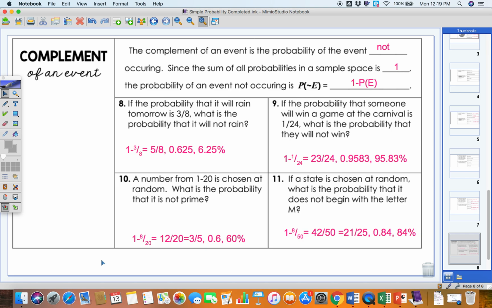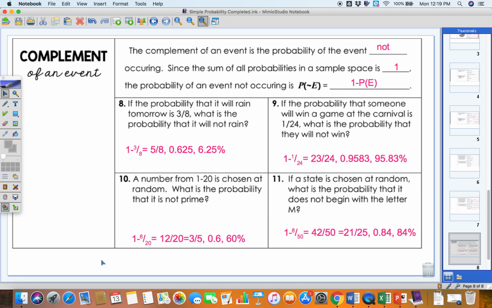Number 10, a number at random from 1 to 20 is chosen. What is the probability that it is not prime? There are 8 prime numbers from 1 to 20: 2, 3, 5, 7, 11, 13, 17, and 19. 1 is neither prime nor composite. So 1 minus 8 over 20 is 12 over 20, which reduces to 3 over 5.